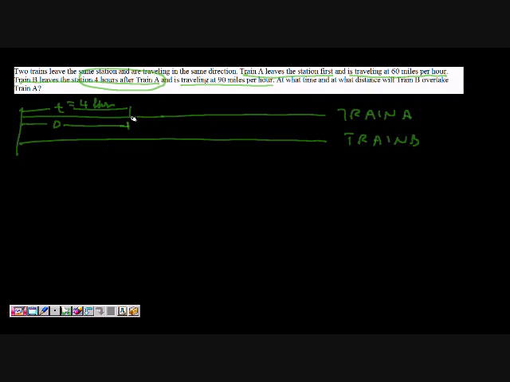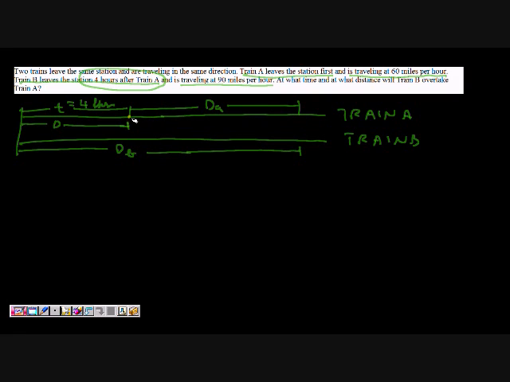Now once train B starts, let's say that dA is the distance traveled by A before train B can overtake it, and let's say in that same time train B travels distance dB. So dB is the distance traveled by B before it overtakes A, and dA is the distance traveled by A once train B starts before it can be overtaken by train B.